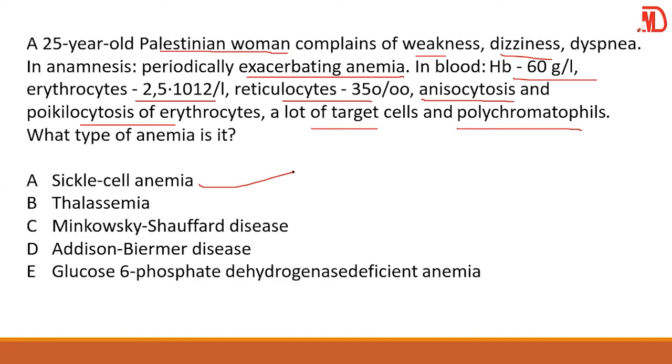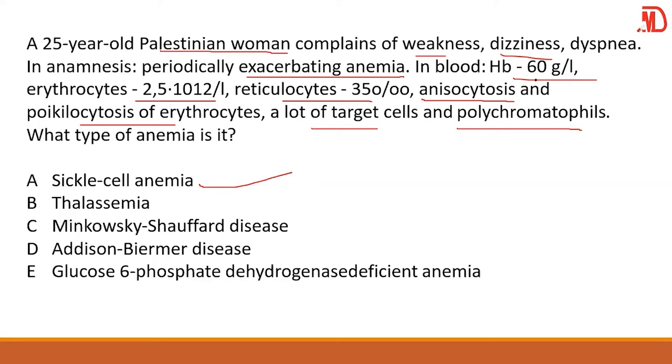Thalassemia. Thalassemia is an inherited blood disorder characterized by abnormal hemoglobin production. Over here, hemoglobin is 60, so there's abnormal hemoglobin production. There are two types: alpha thalassemia and beta thalassemia.